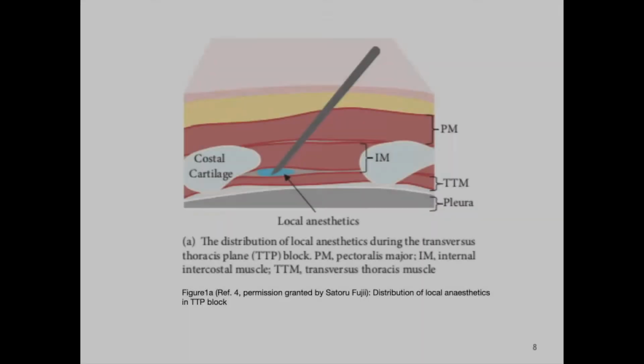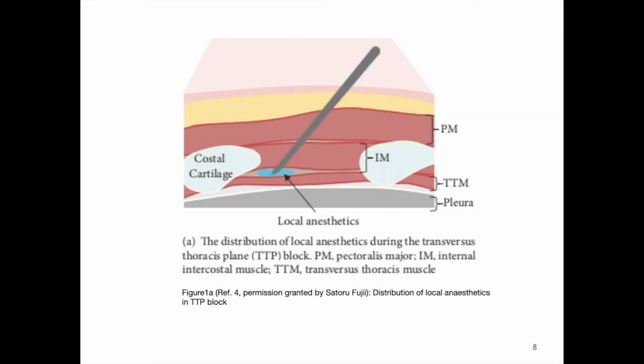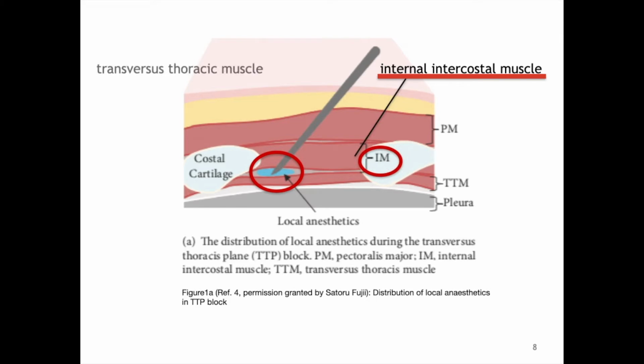wall. Analgesia is provided via a single injection of local anesthesia between the internal intercostal muscle and the transversus thoracic muscle, located in the third and fourth, or fourth and fifth intercostal space at the sternum. Let's have a closer look at the anatomy to better understand the transversus thoracic plane block, which we will call TTP block during this presentation.